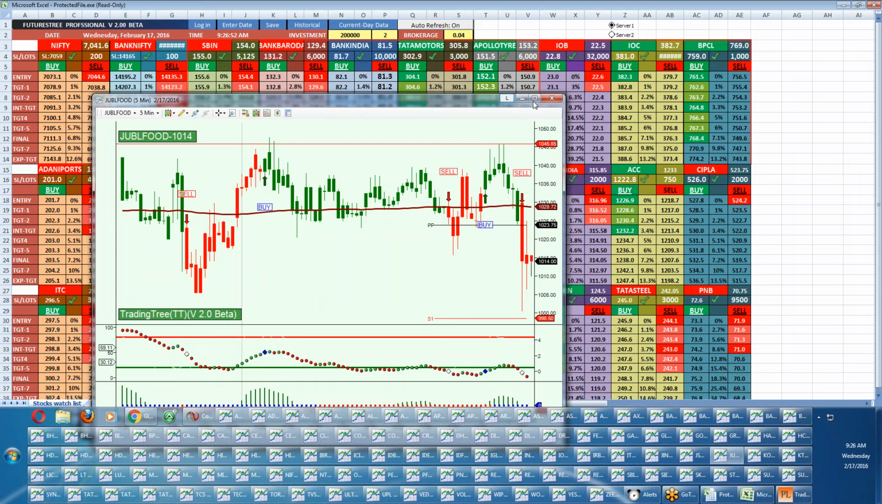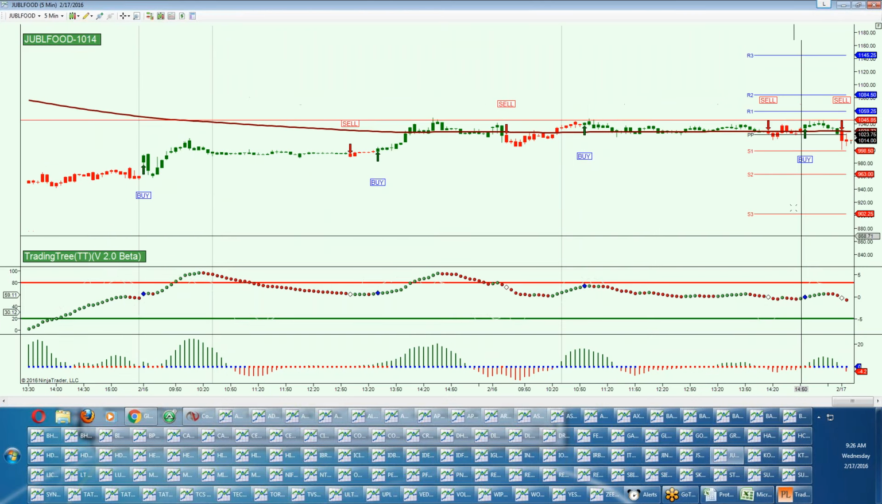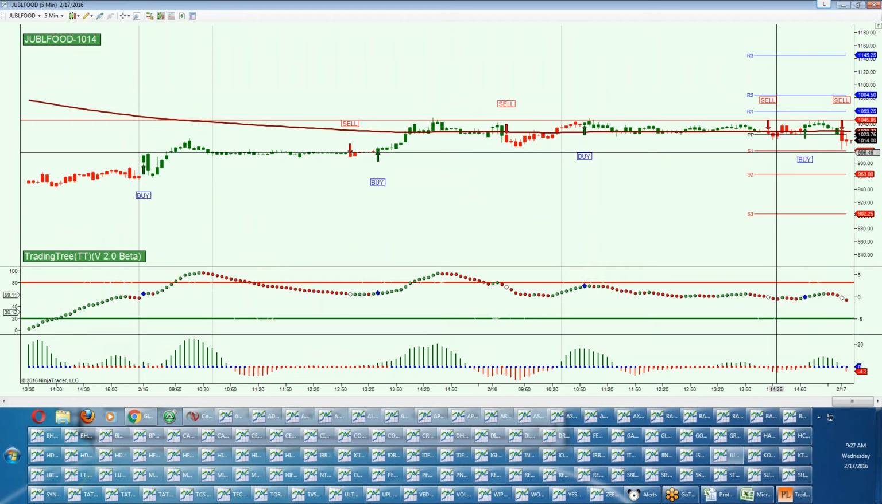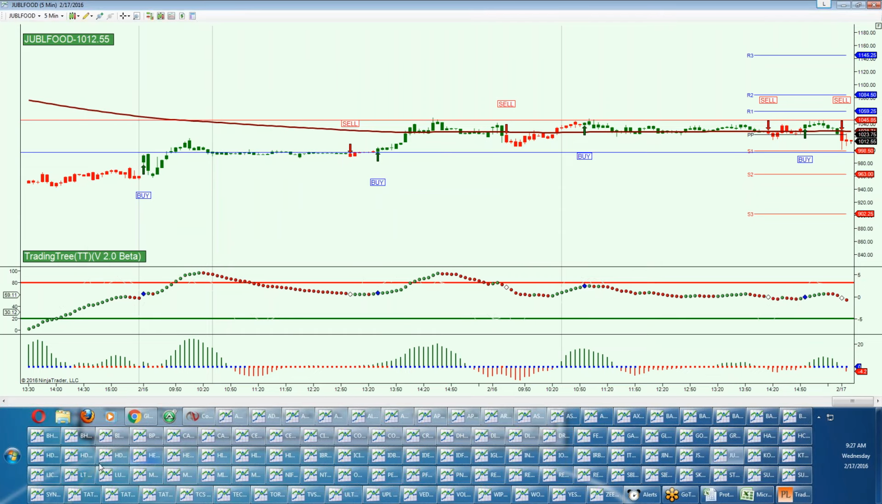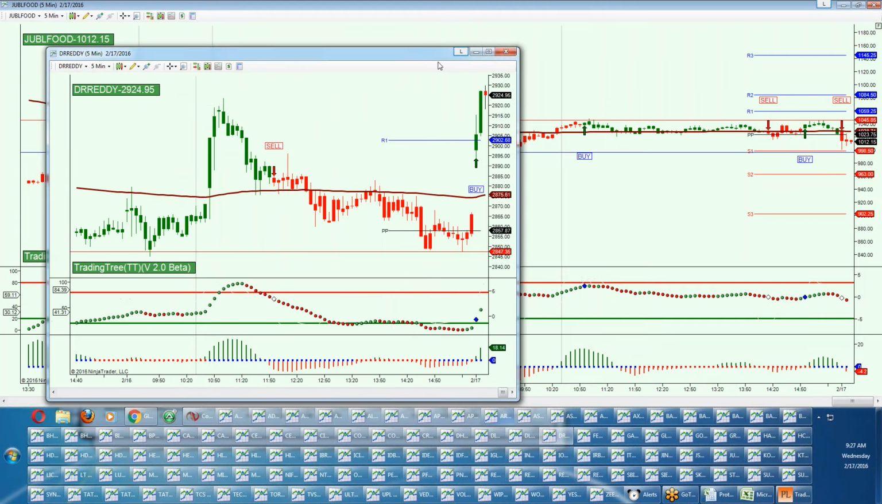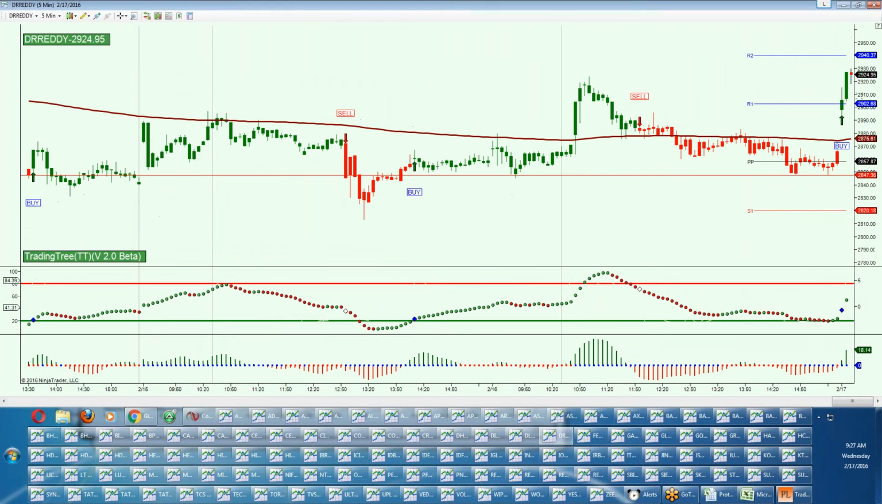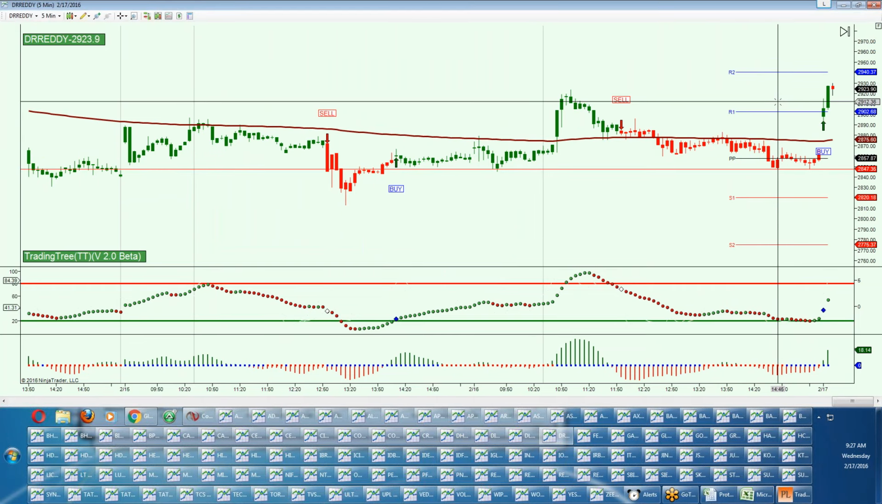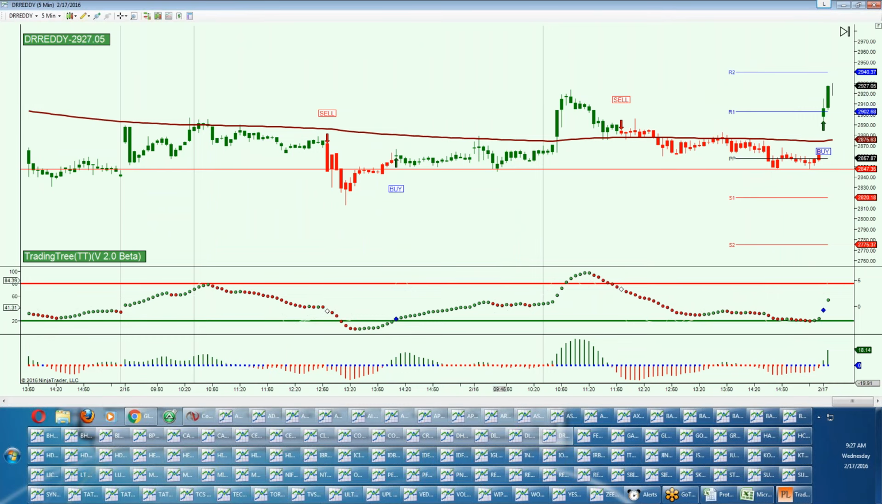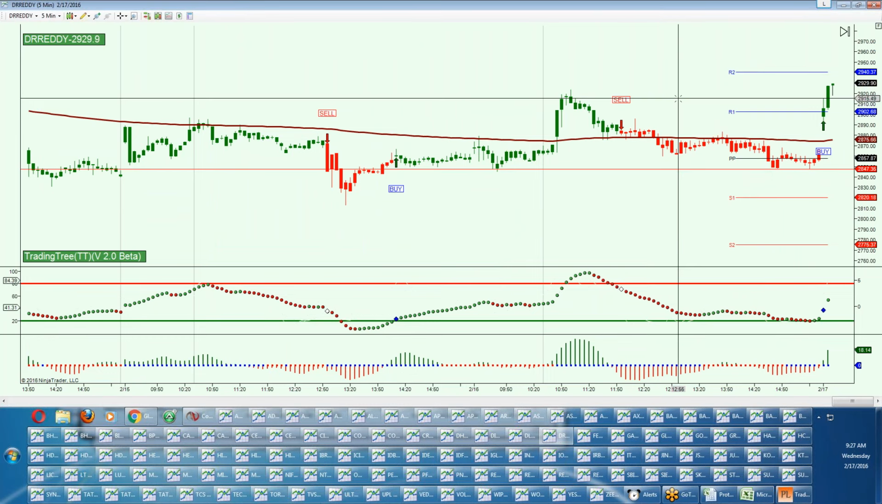So Jubilant Food, we have this sell call. You can short it below this S1, 996. So Dr. Reddy, we have a buy. It's already gone up. So your next target can be 2940 for Dr. Reddy. Your entry for Dr. Reddy is this 2915.